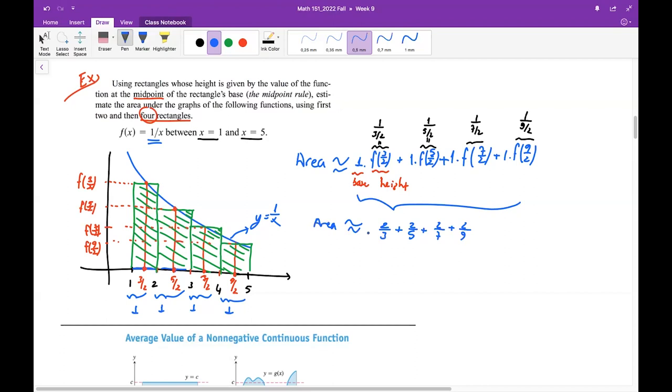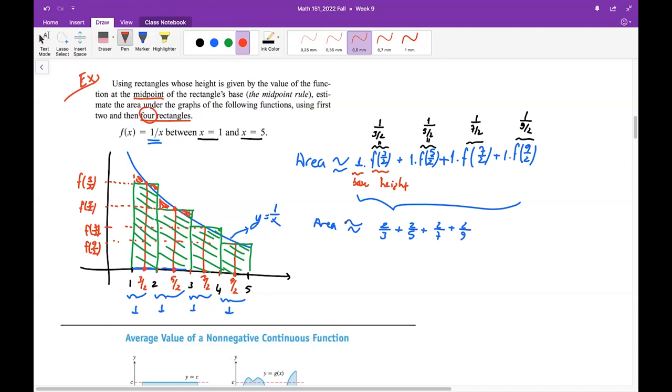Okay, so let me also emphasize that you have error terms here. This is not the exact area, as you can see. That's why we are putting this approximately sign here.